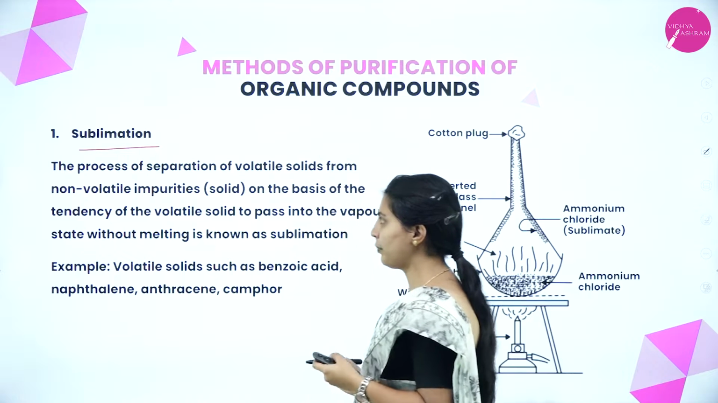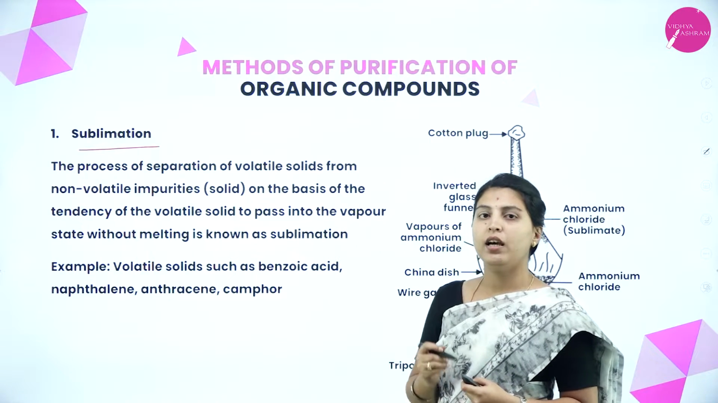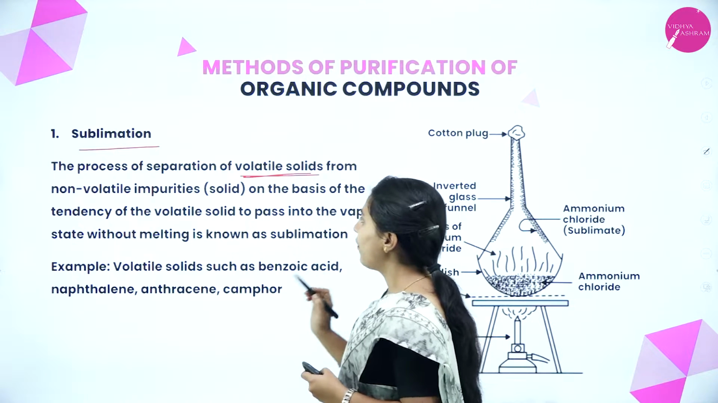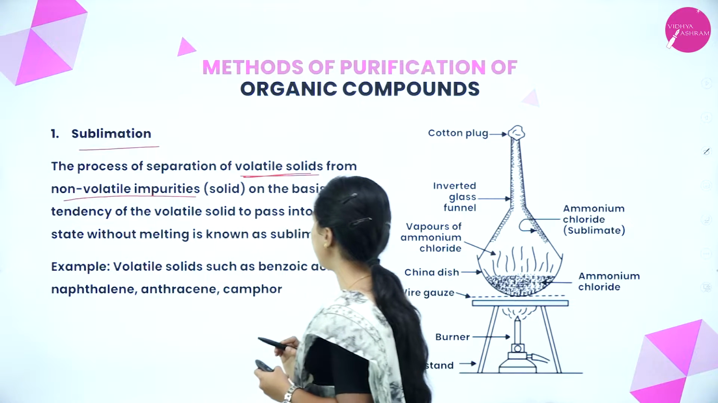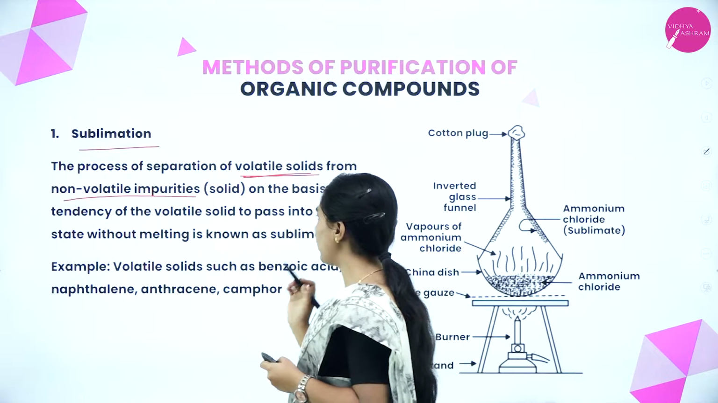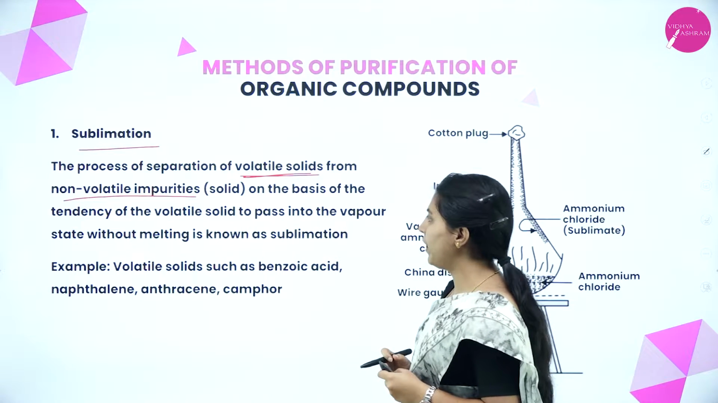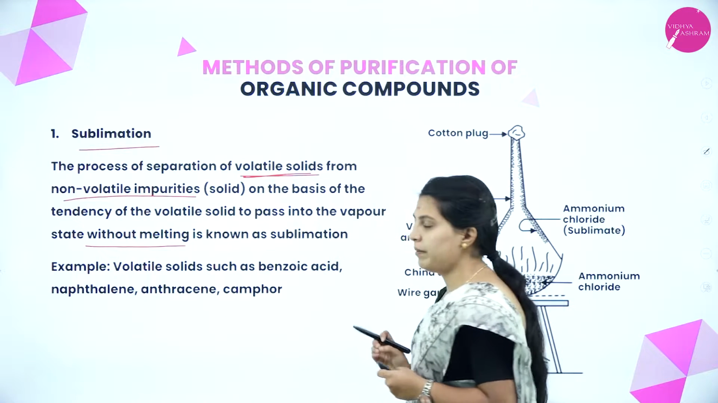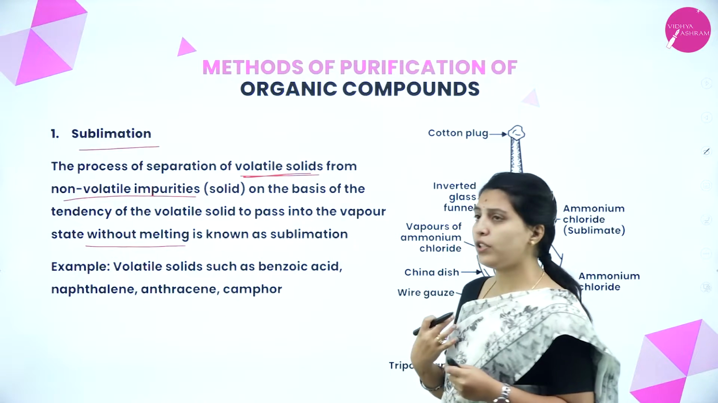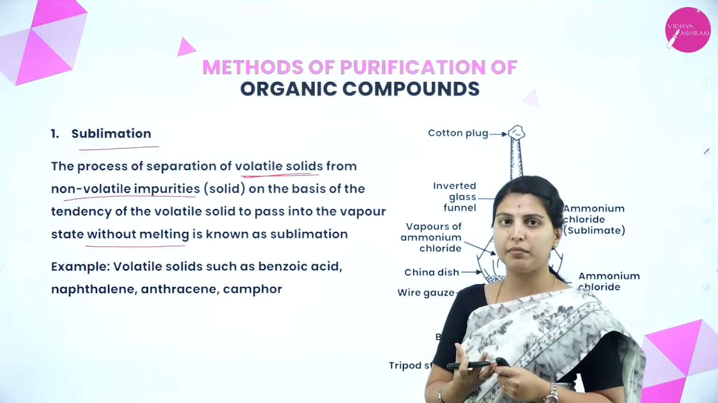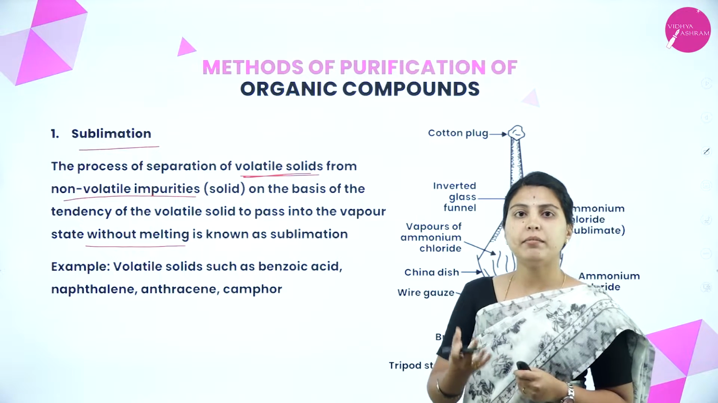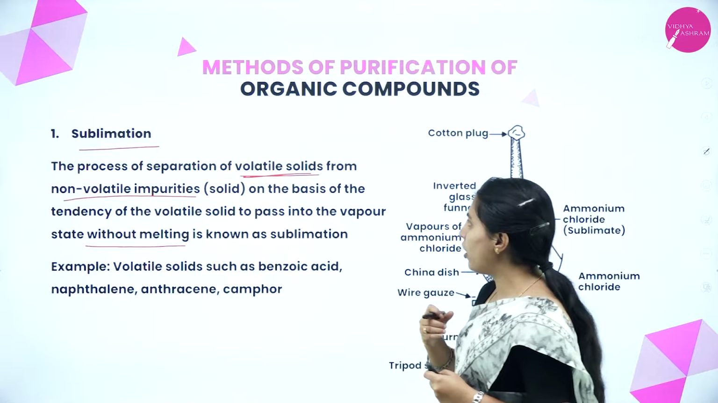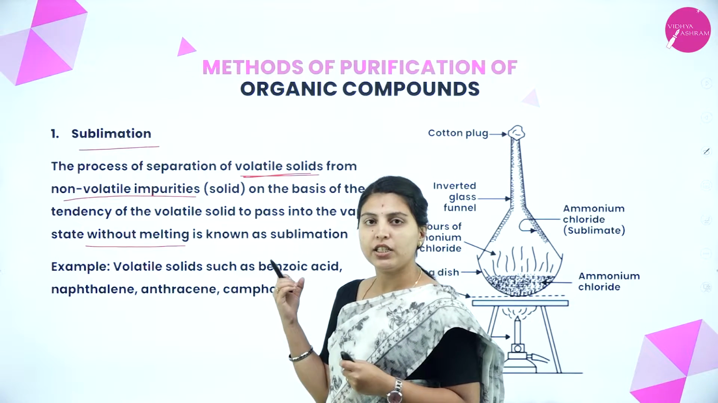What is that process and how does it happen? The process of separation of volatile solids from non-volatile impurities on the basis of the tendency of the volatile solid to pass into the vapor state without melting is known as sublimation. It means a volatile solid, without melting, will be converted into its vapor state. That will be called volatile. In that, a solid is there.